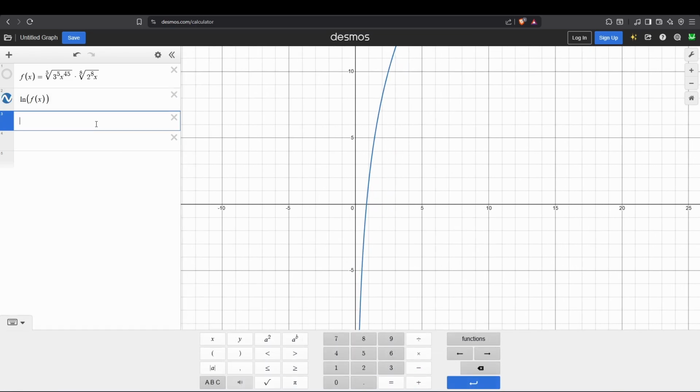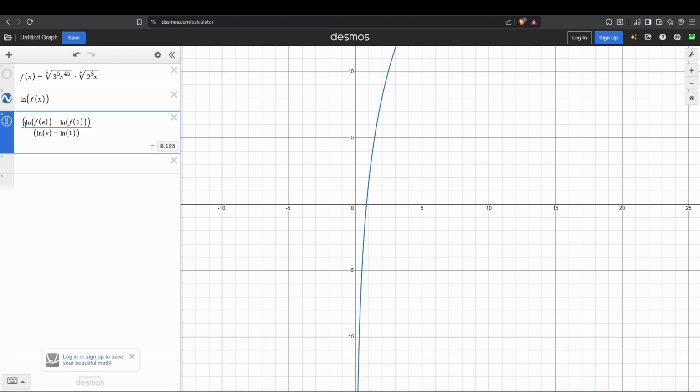So we can take y2 minus y1 over x2 minus x1. So we can then take ln f of e, so the natural log, so the y value of e, minus ln f of, we'll say 1 here. Let's close this in parentheses so Desmos knows. And then divided by natural log of e minus natural log of 1. And that gets us 9.125.